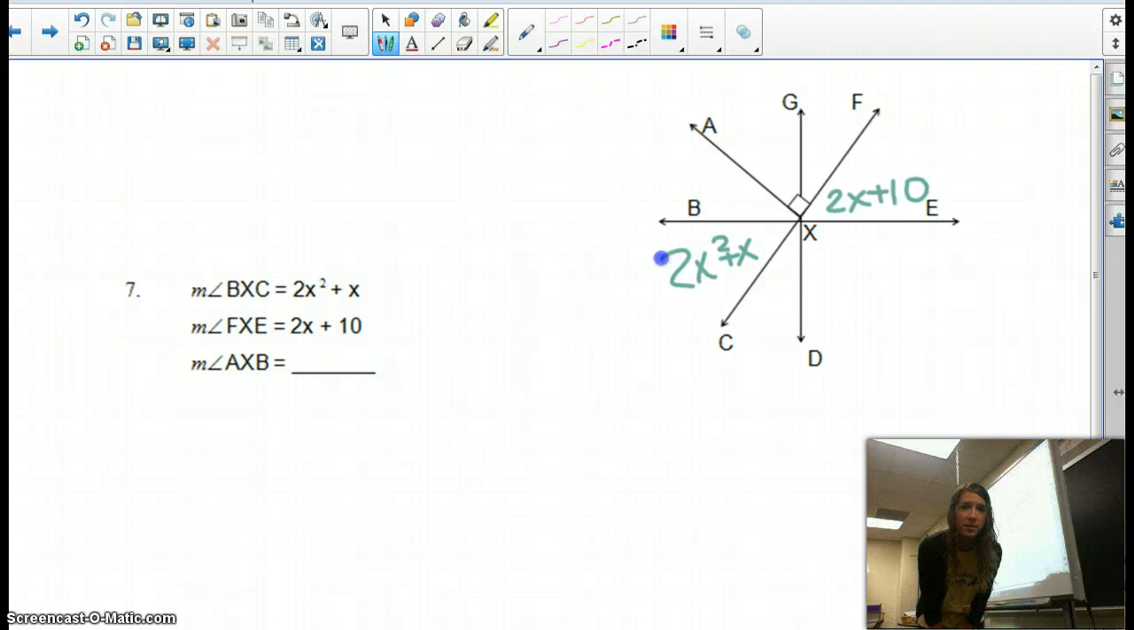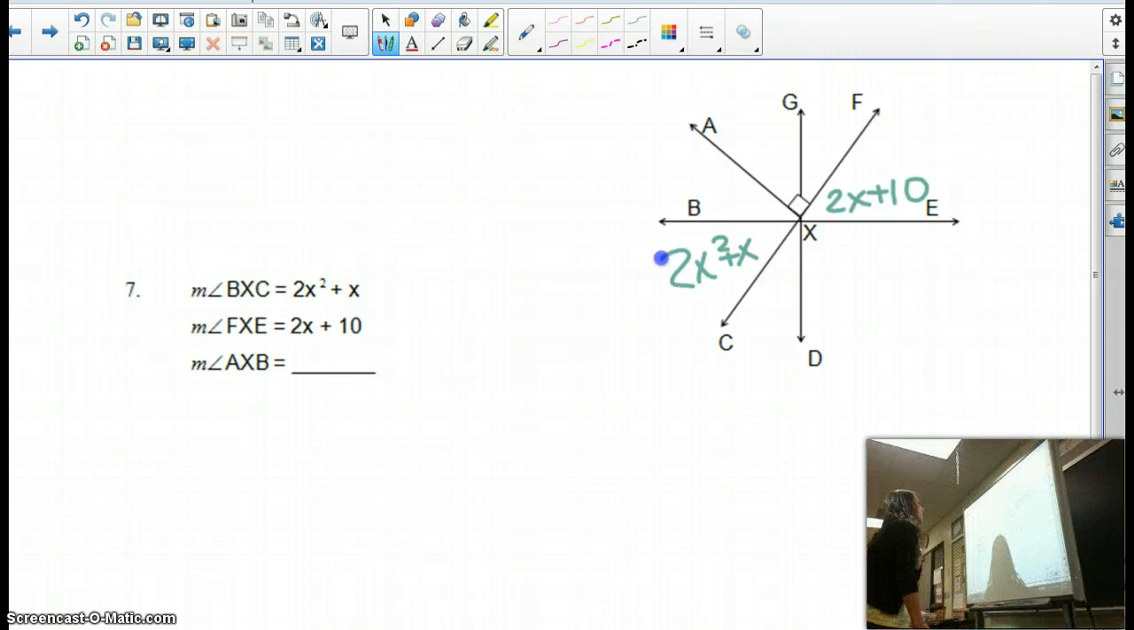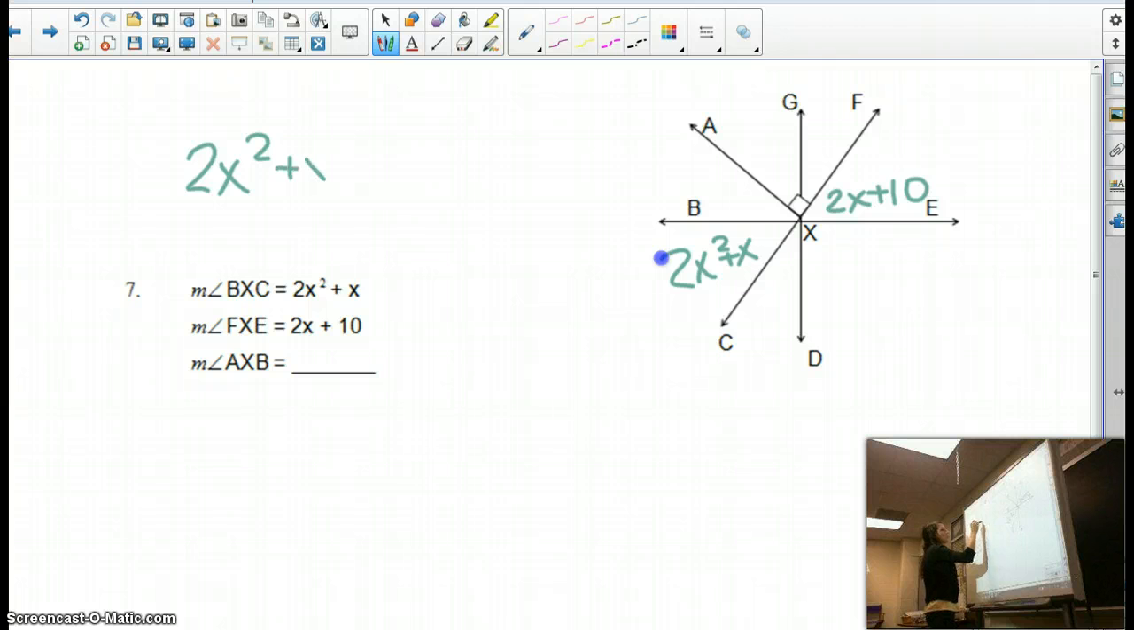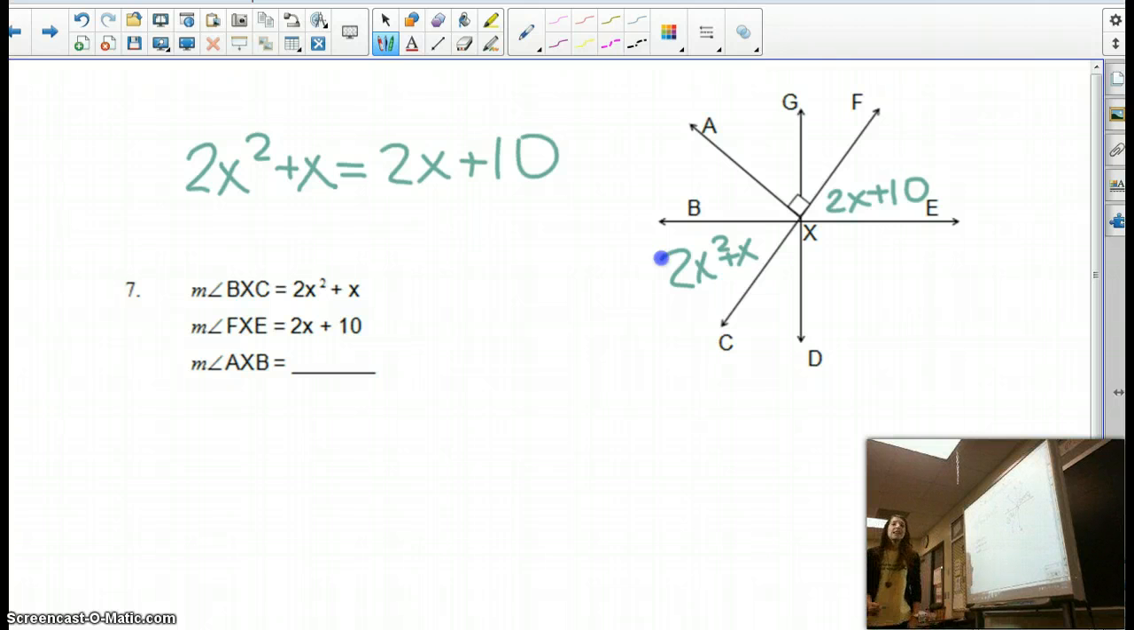Those are vertical angles. We know that vertical angles are always congruent every time, no matter what, no guessing. So since those angles are congruent, we are going to set their measures equal to each other. Now this is a factoring problem. I can tell it's a factoring problem because it's got an x squared and it's got an x. So we're going to bring everything over to the left side of the equation.